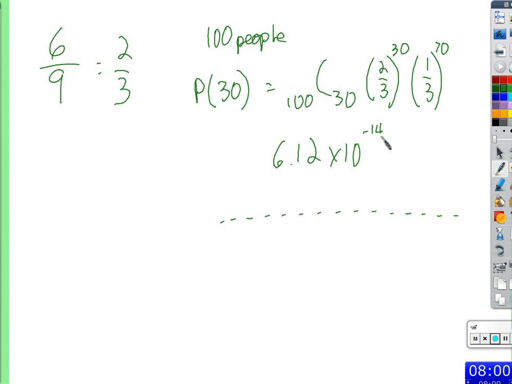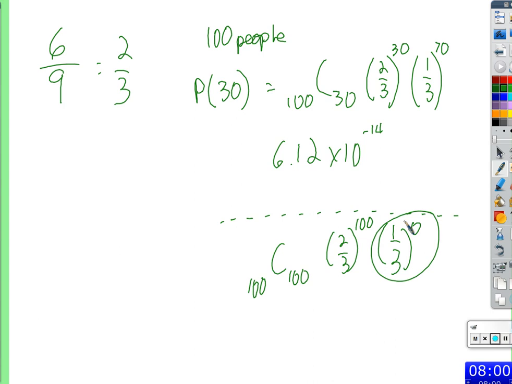Let's figure out what the odds are of all 100 people saying yes. That's 100C100 times 2/3 to the 100th times 1/3 to the 0, which is just 1, and 100C100 is also just 1.